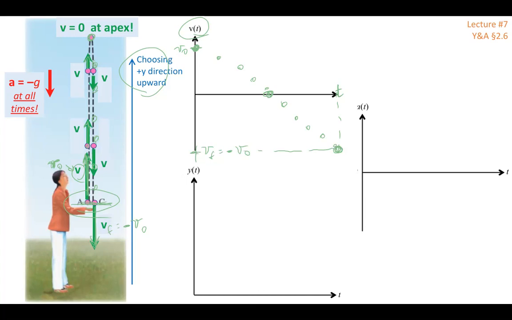Now, we know that acceleration at all times needs to be the slope of the velocity graph.